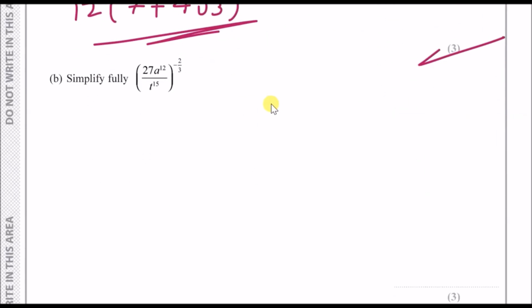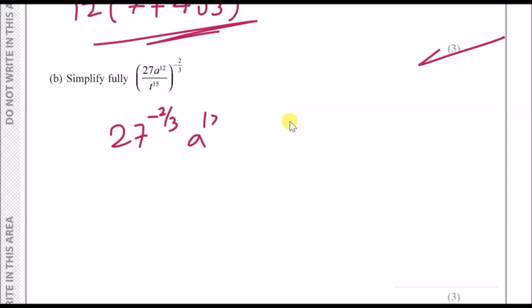And lastly, for part B, guys, simplify fully this entire algebraic fraction. Now, thankfully, this is not as bad as it looks, because again, you got a calculator, and there's a trick to this. Now, when you got all of this term to a power, what I would do is distribute the power to each term, yeah? So what I'm trying to say is that 27 will get a power of minus 2/3.